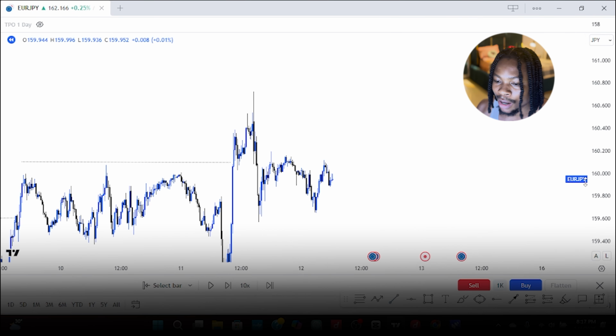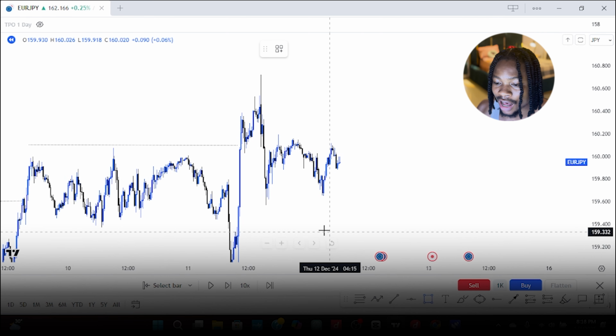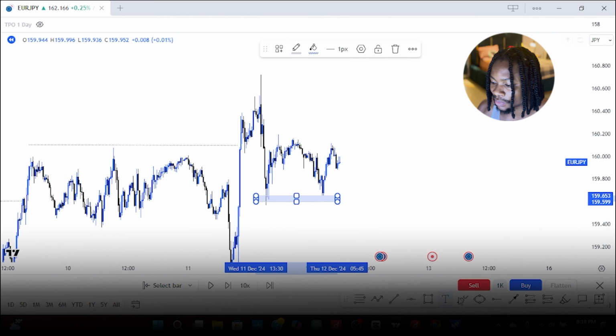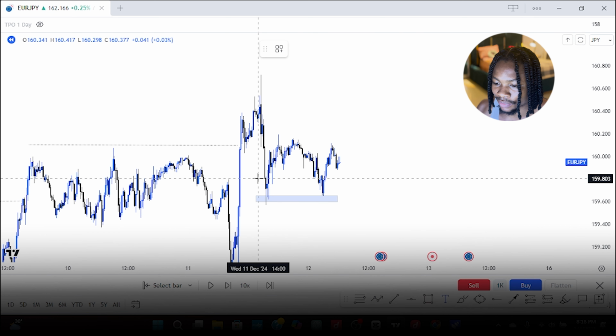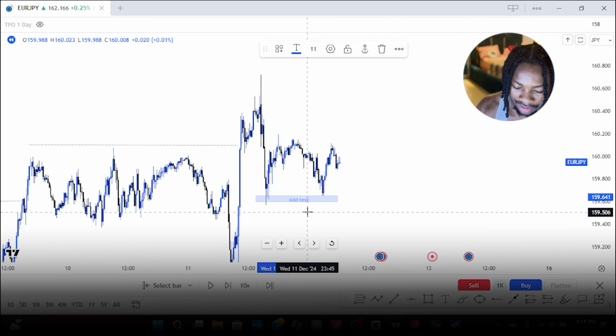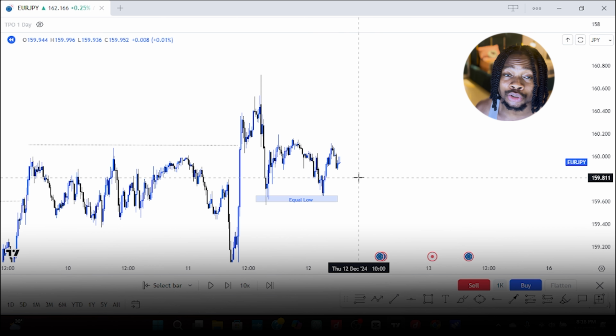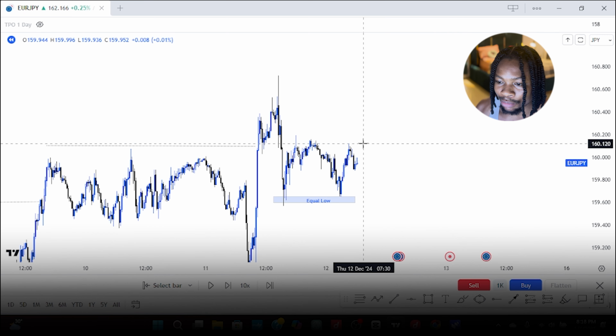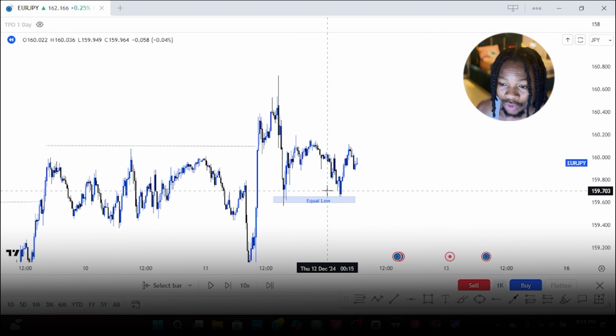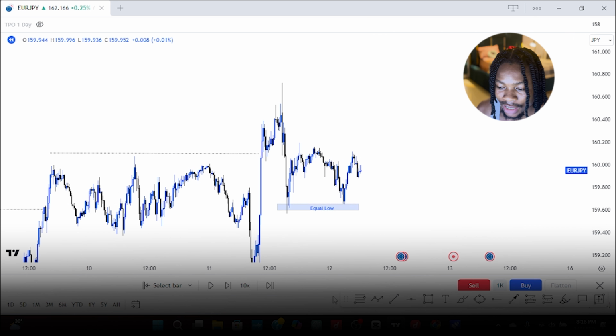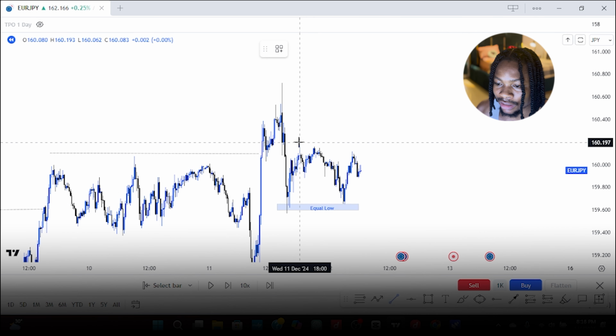Now, what happened is that we now have an equal low right here. What usually happens is this: people have seen that we have equal low. This is equal low liquidity loading right here. And now maybe you were waiting to see a break of structure right here.